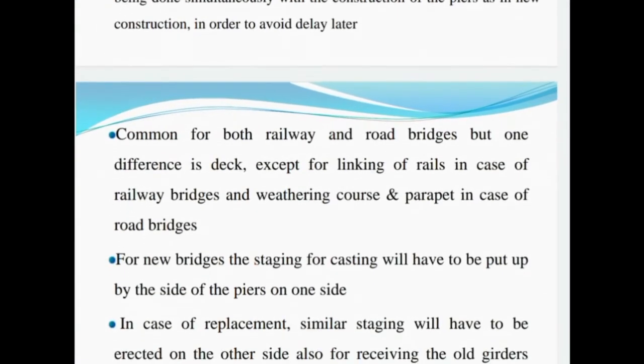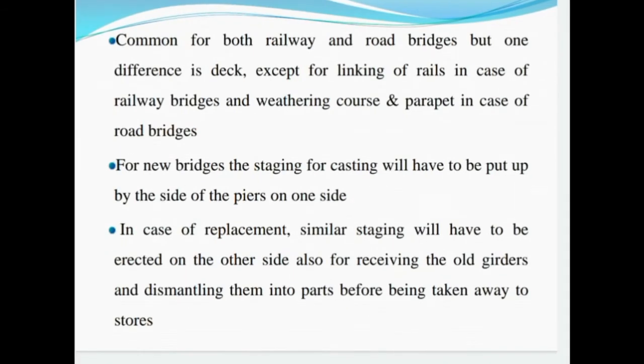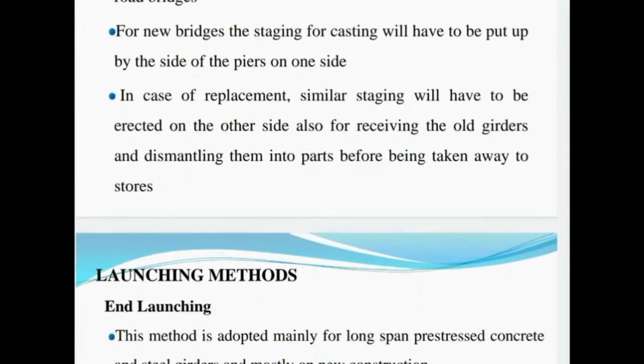It will be common for both railway and road bridges, and the major difference is the deck, except for the linking of the rails in case of a railway bridge, and the weathering course and parapet in case of road bridges. For a new bridge, the stacking for casting will have to be put up by the sides of the piers on one side, and in case of replacement, similar stacking will have to be erected on one side. It's for receiving the old girders and dismantling them into the parts before being taken out to the stores.